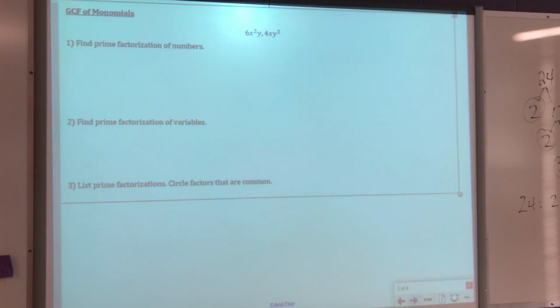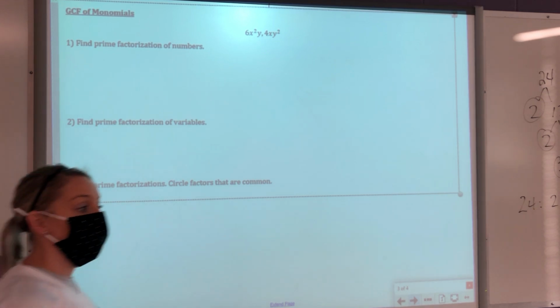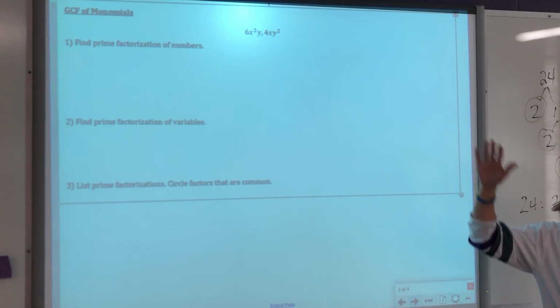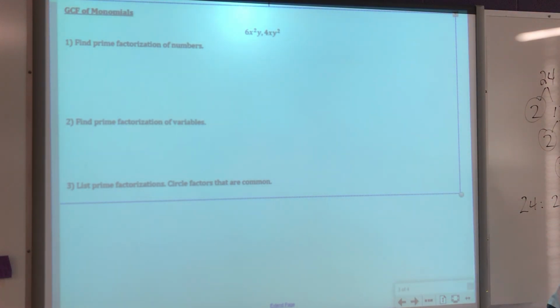Okay, so 6x squared y and 4xy squared. What do you notice? There's an x, there's a y, there's variables and they are squared, there's exponents. Very good. So I made a step-by-step direction for us today. Find the prime factorization of the numbers. Find the prime factorizations of the variables. List the prime factorization. Circle factors that are common.